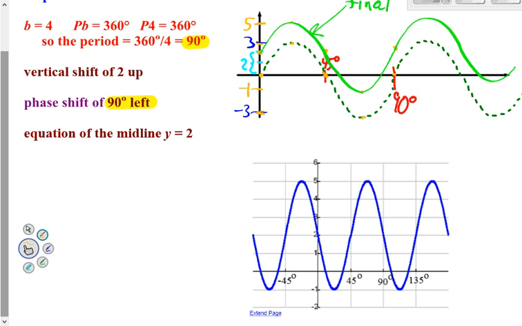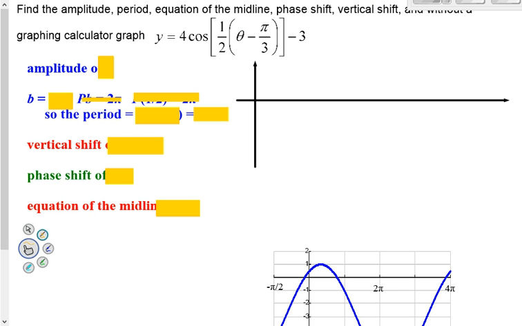So let's go ahead and try to do the next one. If you can, try to do it on your own without watching the video and then watch it afterwards. So we're going to first of all start out by identifying all the key points. The number in front of your cosine is 4, so that's your amplitude. The number in front of your angle is 1/2, so we're going to use peanut butter.